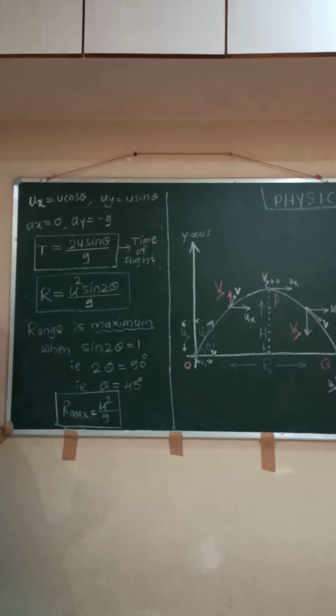You have to solve the problems on this range. Time of flight, maximum range of the projectile. So to find the maximum range of projectile, you have to use the simple formula, that is u square by g.